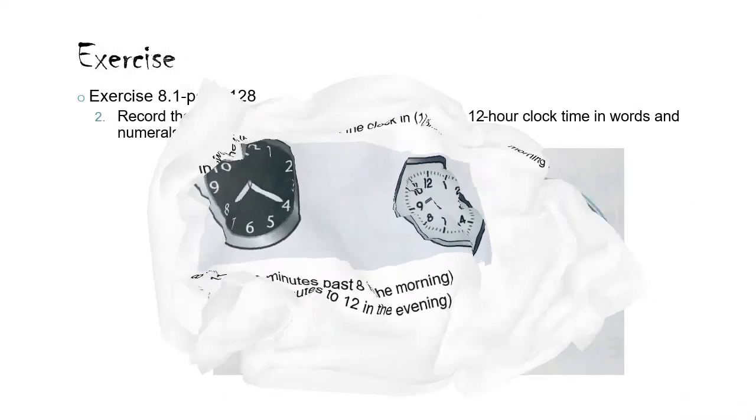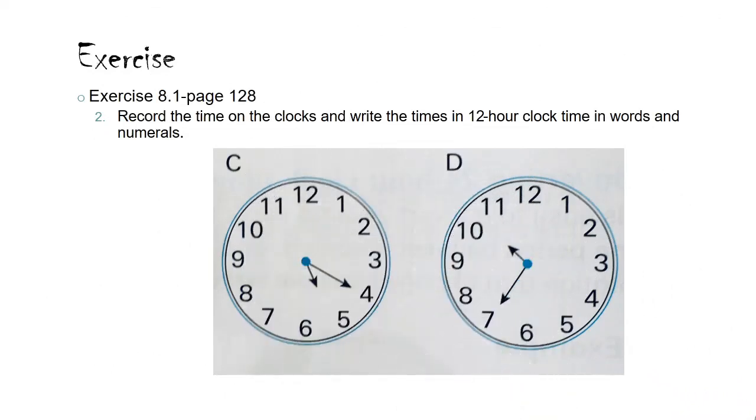Okay, here's your exercise. Record the time on the clocks and write the times in 24-hour clock time, in words and numerals. You do the same as we did in that example. Just try to do it and the solution will be provided in the next lesson.